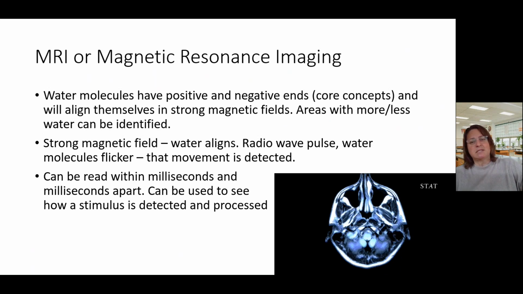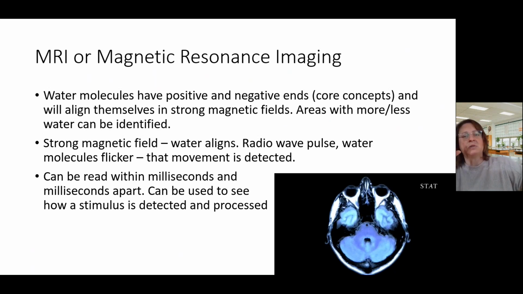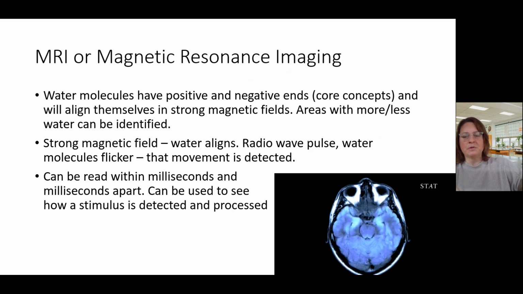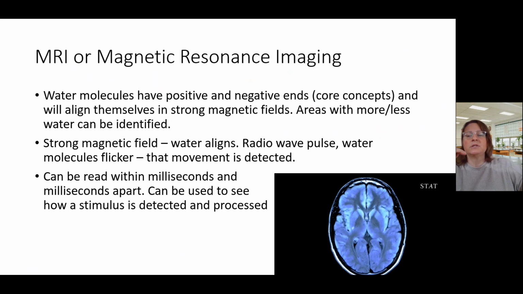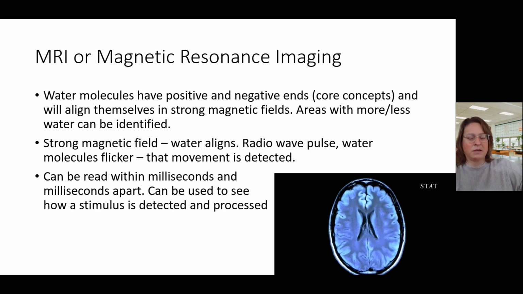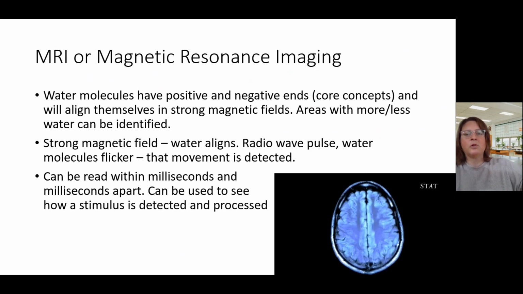Right, next technique used, MRI or magnetic resonance imaging. There are two different types. One literally just shows what you have got, and the other one shows it when it's active. So fMRI is going to be looking at active regions of the brain. If you're just looking at what there is in the brain, the way that it works, if you remember water from your core concepts, water is a dipole. It will align itself if you're giving it an electric field.